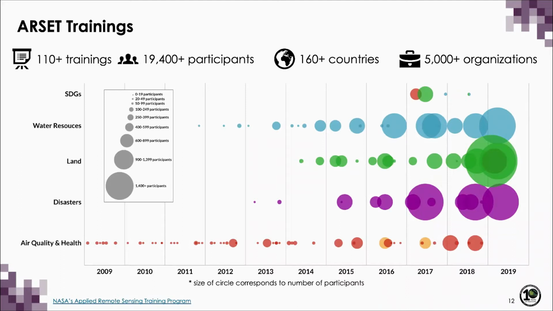These are the statistics of how ARSET has done in the last 10 years. This is us completing 10 years of trainings. And as you can see, these are the themes, these are the years, and over the years, we have reached out to about 19,000 plus participants from 160 plus countries with many organizations. And overall, 110 plus trainings have been given in these years.